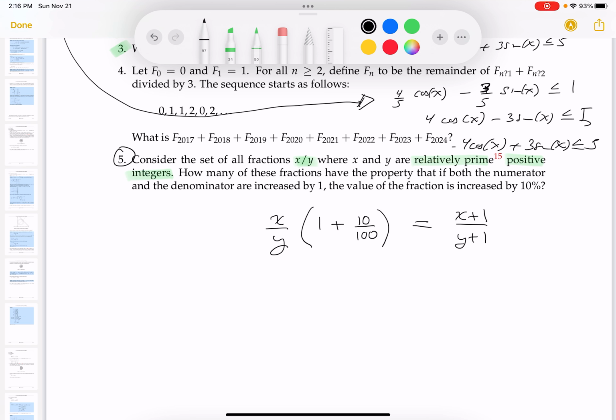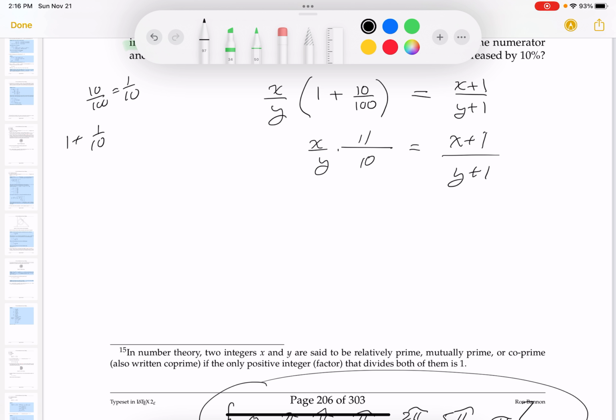Well, it looks a little difficult to me. I'm going to try to figure it out now. And what do you get over here? x over y. And what do you get over here? Well, 10 over 100 is really 1/10. And 1 plus 1/10 is going to be 11/10. That's not so bad. And that's x plus 1 over y plus 1. And remember, x and y are integers, and they're in lowest terms.